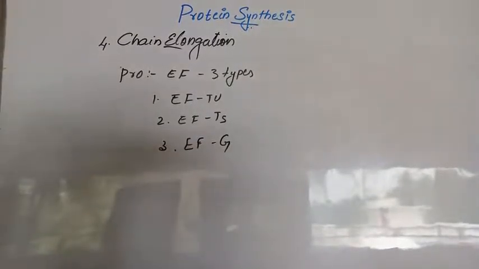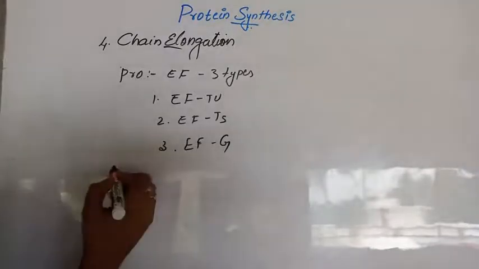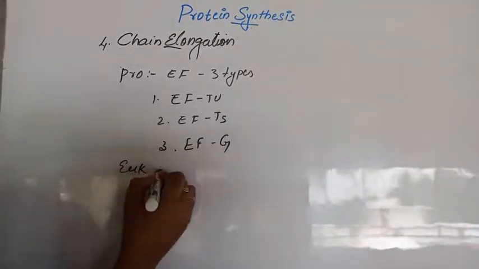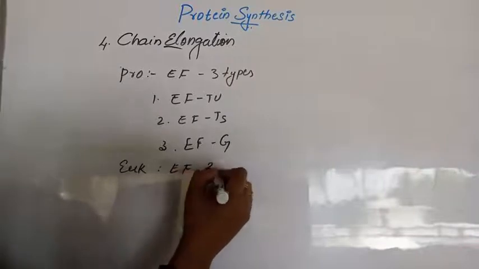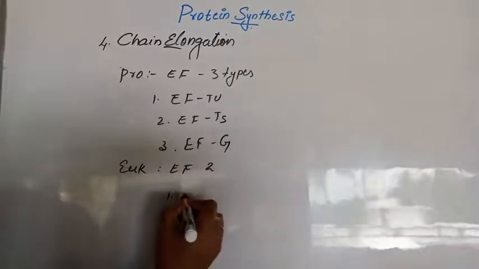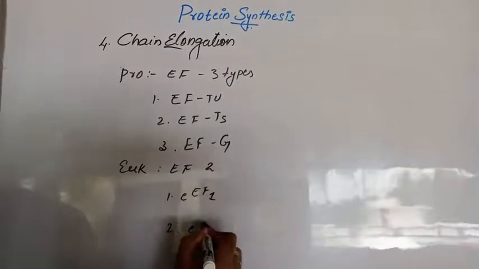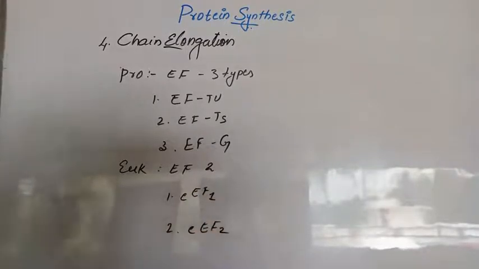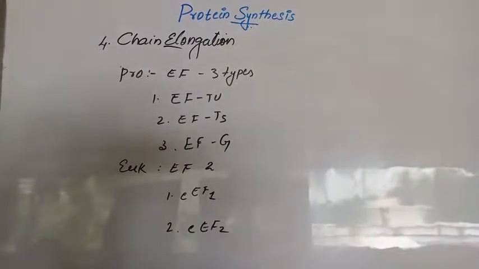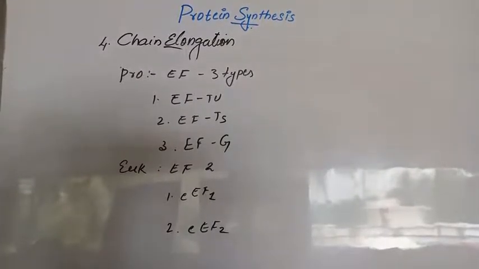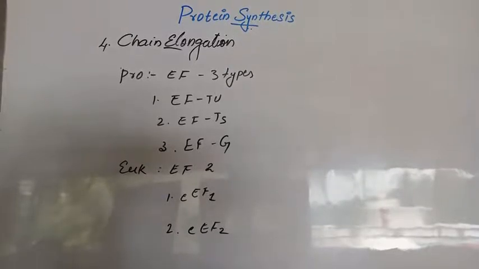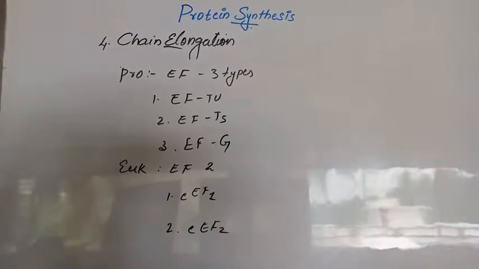If you come to eukaryotes, you can see two types of elongation factors. First one, EF1 and EF2. Eukaryotic elongation factor 1, eukaryotic elongation factor 2. So these are about chain elongation.